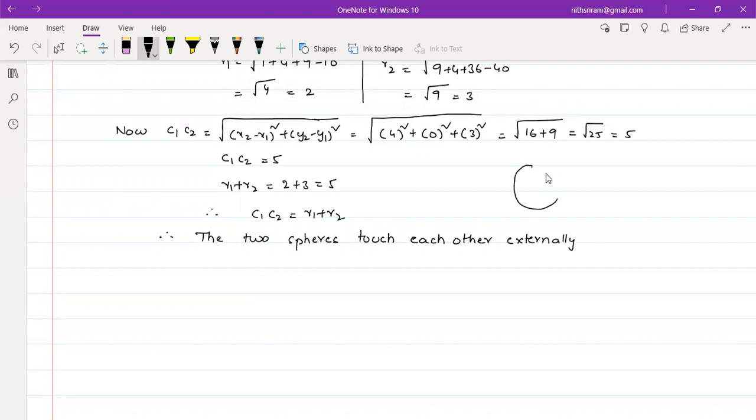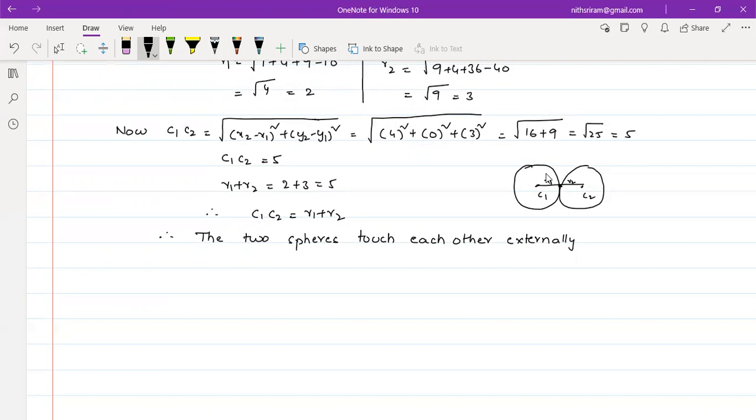Okay. I'm also going to draw you a diagram. Suppose this is one sphere and this is another sphere. So this is C1 and this is C2. The distance between C1 and C2 clearly equals R1 plus R2. This is R1 and this is R2. So C1C2 is equal to the sum of the radii of both the spheres. If this happens, then we say that the two spheres touch each other externally.